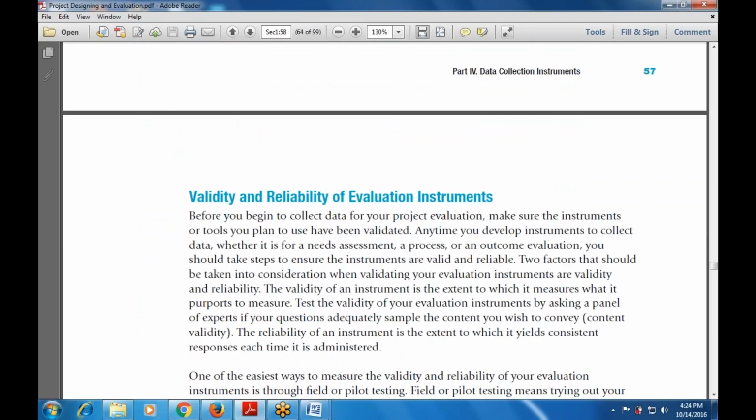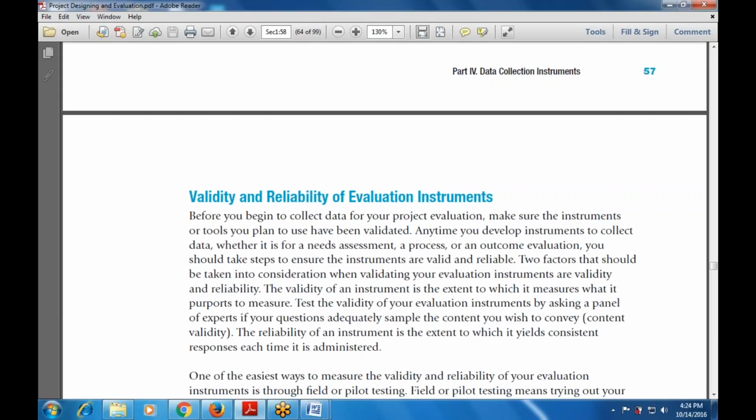The next is validity and reliability of the evaluation instrument. What is the validity? What is the reliability of the evaluation instrument? How is it gathered? When is it taken out? Before you begin to collect the data for your project evaluations, make sure that the instruments or the tools you plan to use have been validated.